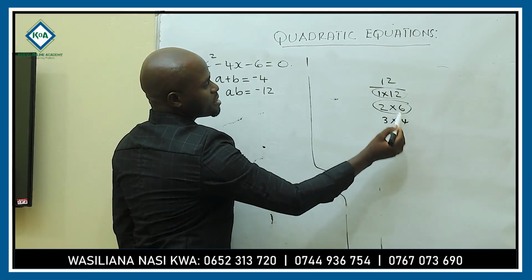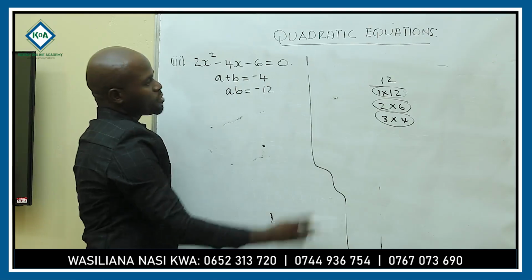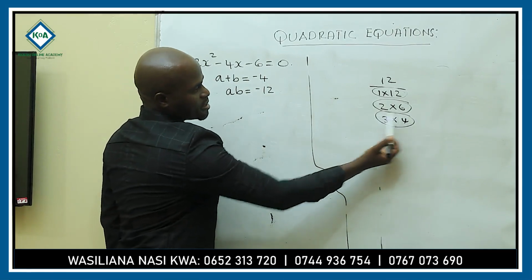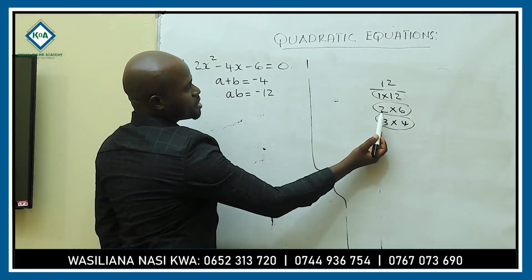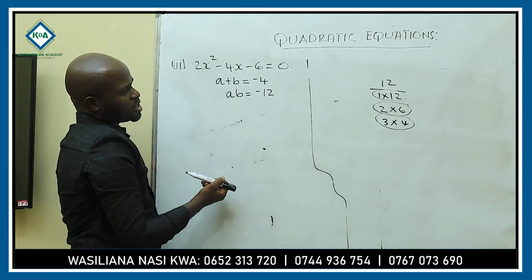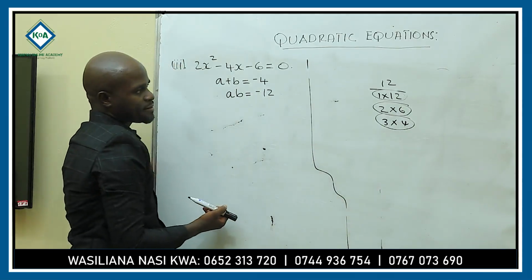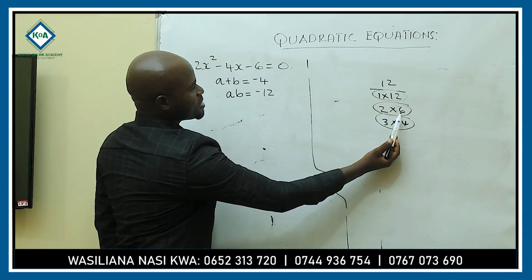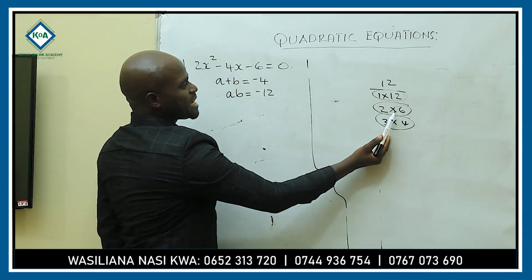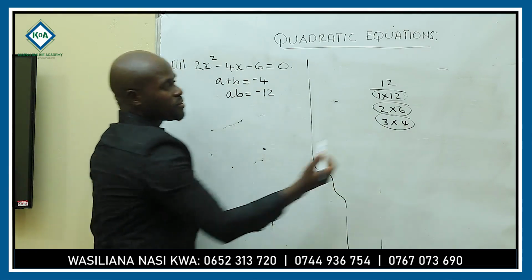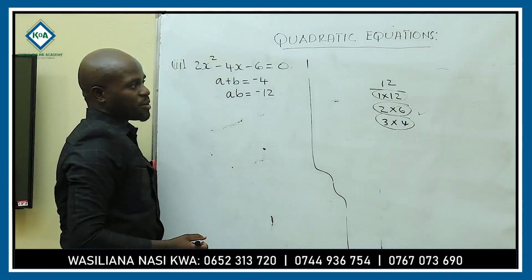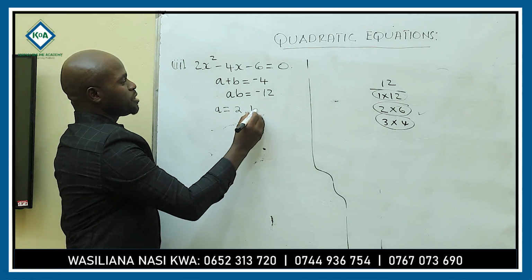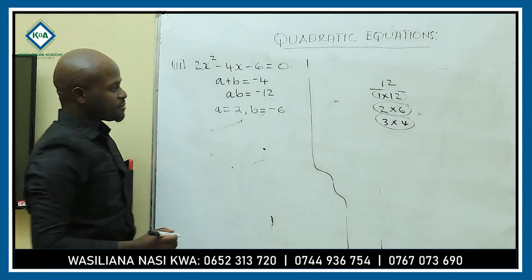Now among these pairs, which one belongs to this combination? Maybe 2 and 6. But if you take 2 plus 6, can you get negative 4? No. It means one among these two numbers must be negative. Which one must be negative? Maybe 6. So if you take 2 plus negative 6, you get negative 4, and if you take 2 times negative 6, you get negative 12. So this is the correct pair. Our numbers are 2 and negative 6.